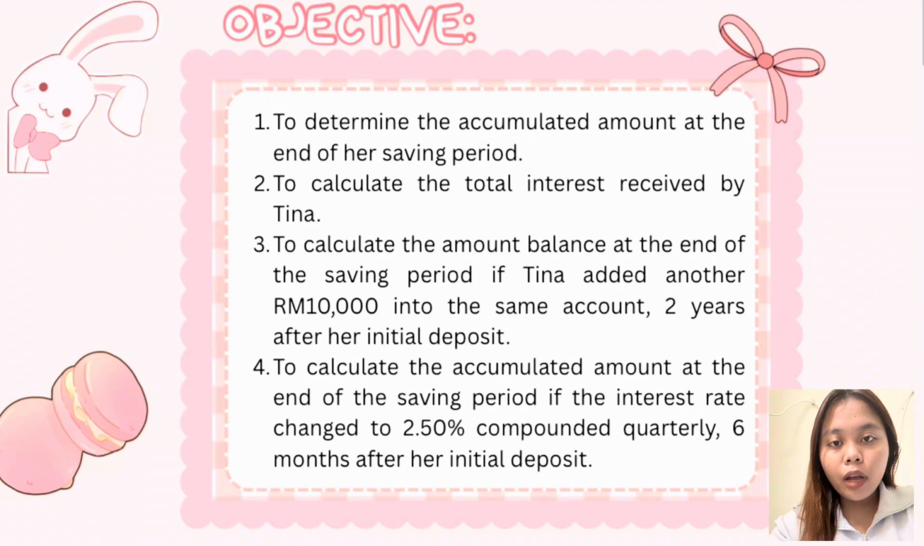Objective case study 1. First, to determine the accumulated amount at the end of her saving period. Second, to calculate the total interest received by Tina. Third, to calculate the amount balance at the end of the saving period if Tina adds another RM10,000 into the same account 2 years after her initial deposit. Fourth, to calculate the accumulated amount at the end of the saving period if the interest rate changed to 2.50% compounded quarterly 6 months after her initial deposit.